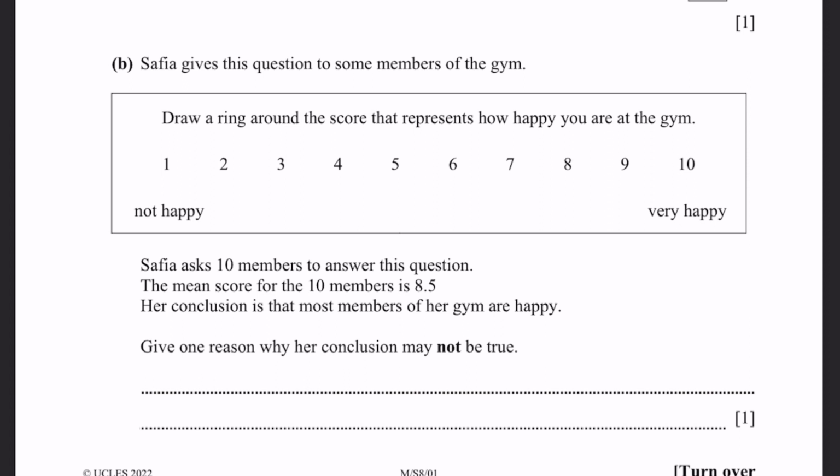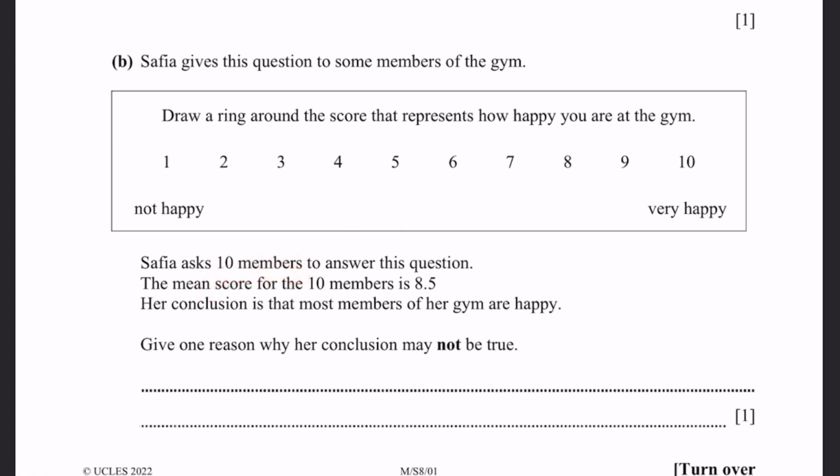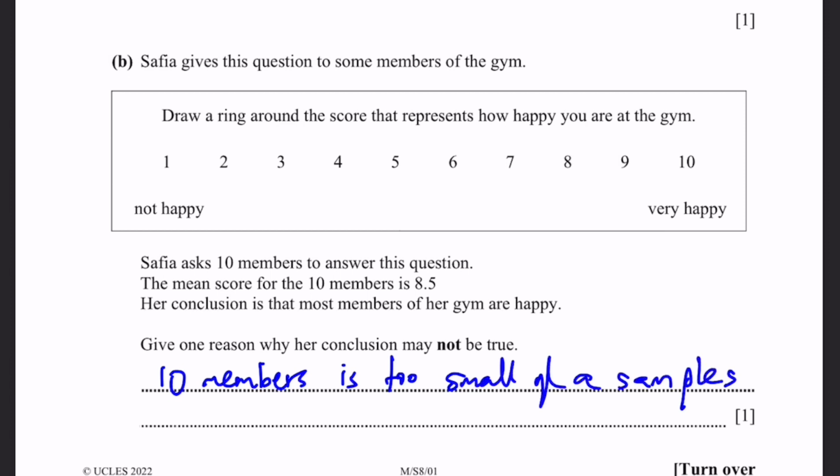B. Safia gives this question to some members of the gym. This is the question: draw a ring around the score that represents how happy you are at the gym. Safia has 10 members to answer this question. The mean score for 10 members is 8.5. Her conclusion is that most members are happy. Give one reason why her conclusion may not be true. Well, 10 members. Is it big enough of a sample size? No. We need a larger sample size. So 10 members is too small of a sample size.